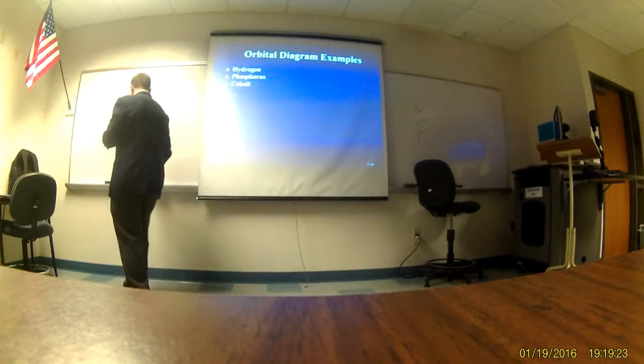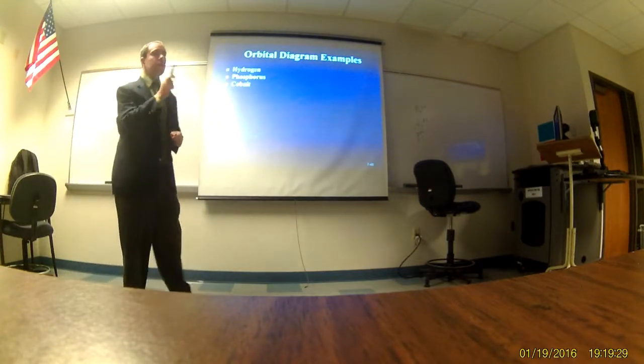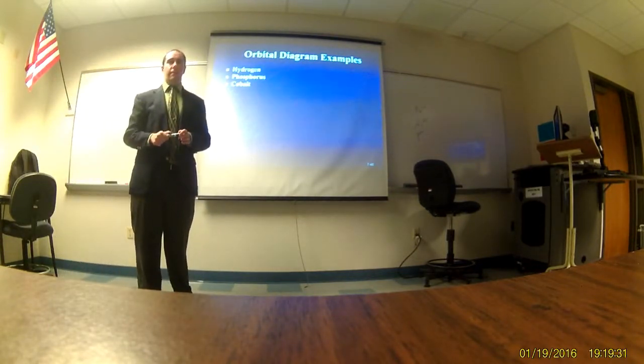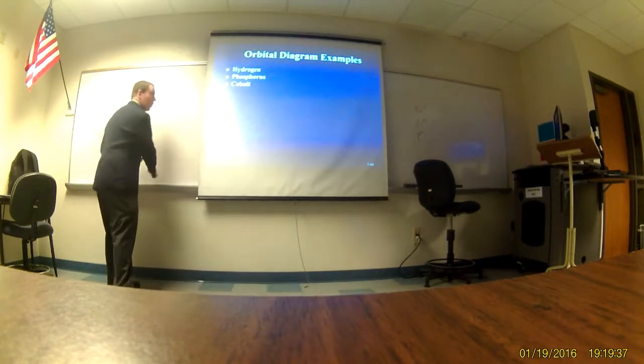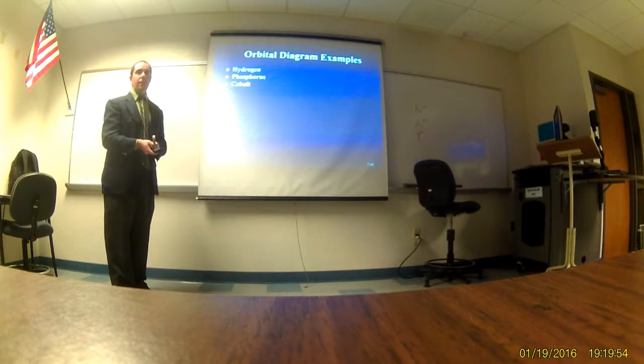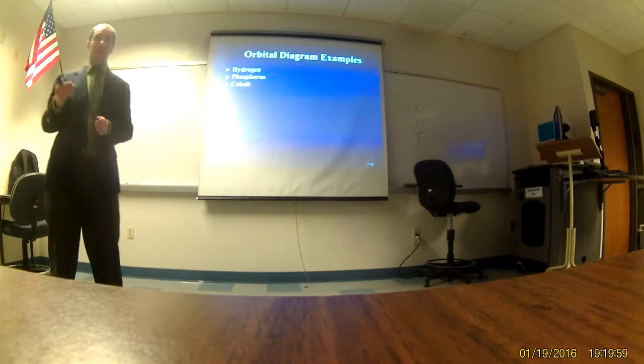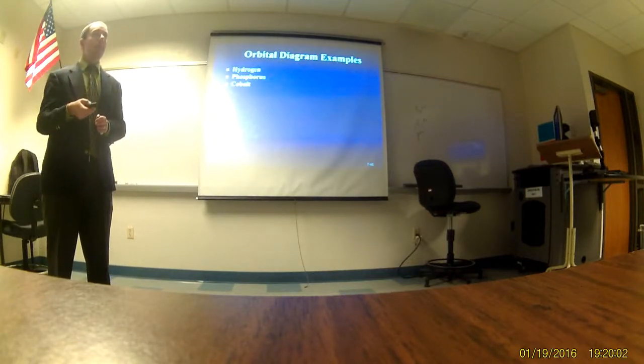The number is going to trick you up. The d's are one number behind. So, what number is on this s orbital? What number is on this p orbital? 4. It's in period 4. The d's are one number behind, so this is 3d. If it's in period 4, it's 3d. And if it's in period 5, it would be 4d? 4d, yes.